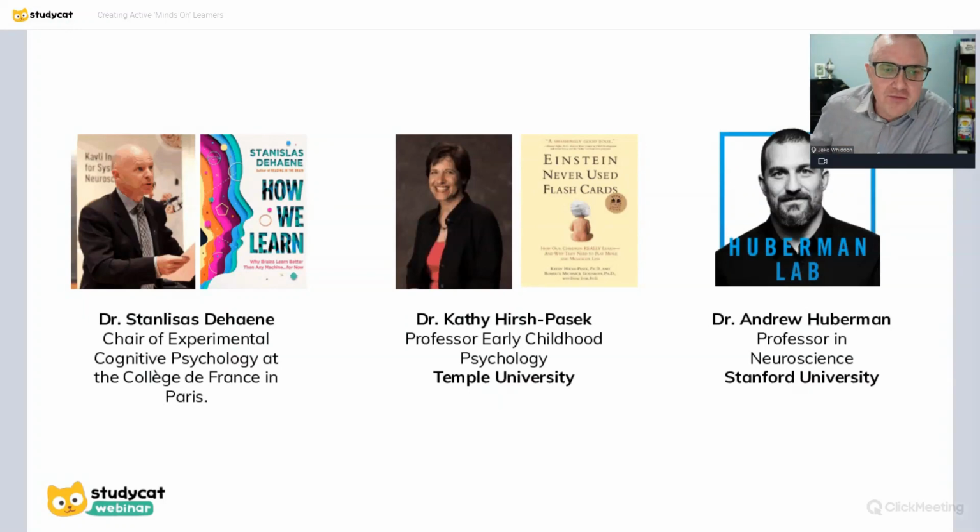We have over here Dr. Stanislas I think it's pronounced Dehaene. He's from France. He's the head of the cognitive psychology at Collège de France. And his book, How We Learn, is amazing. It came out in September 2020. I highly recommend it. It's a pretty digestible book to read, and he's really good at focusing on the aspects of the science of learning.